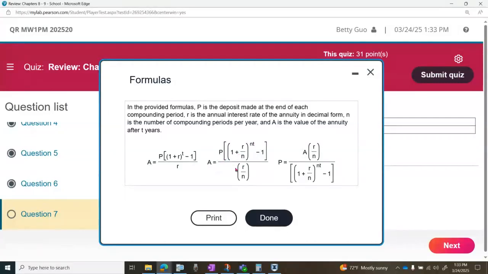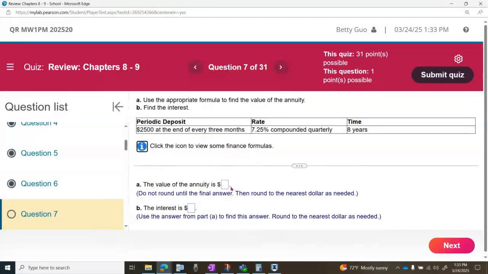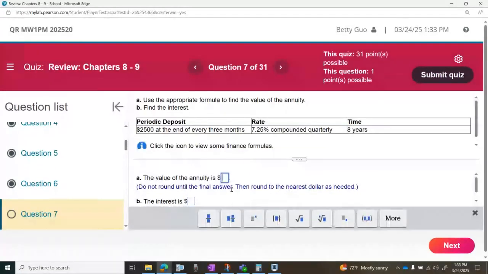That's fine. If this method is your method, then just use it. What really matters is you can get the answers right. And I'm gonna use the TI calculator for annuity.